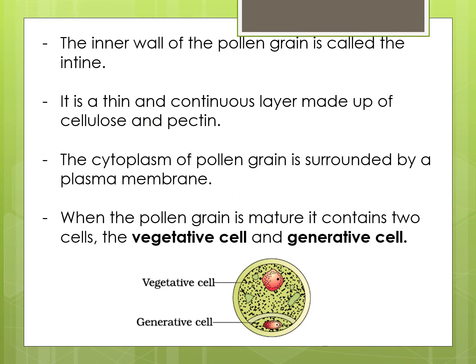The inner wall of the pollen grain is called the intine. It is a thin and continuous layer made up of cellulose and pectin. The cytoplasm of the pollen grain is surrounded by a plasma membrane. When the pollen grain is mature, it contains two cells, the vegetative cell and the generative cell.